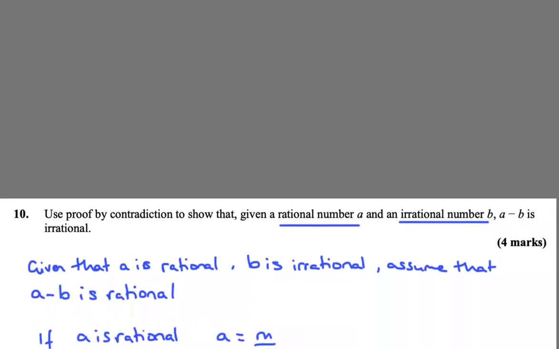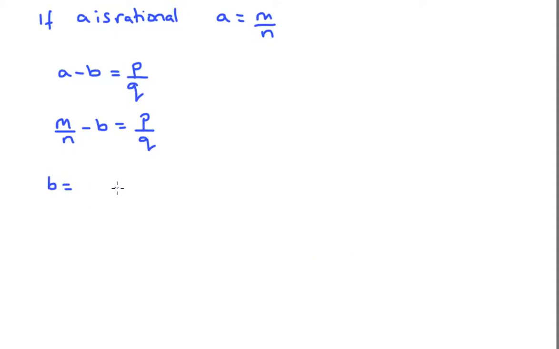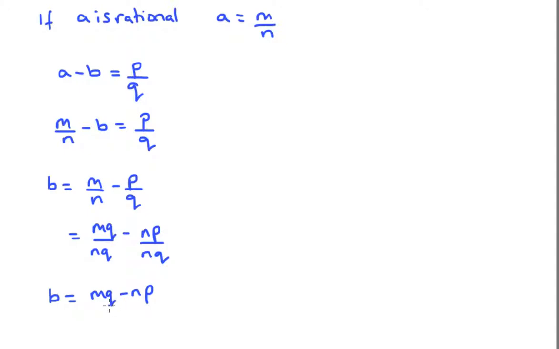Now, if we make B the subject, we're going to get m over n minus P over Q. And we can write that as a single fraction. If we multiply the left fraction by Q and the right fraction by n, top and bottom, then we get that B is equal to (mq minus np) over nq. But that's a fraction. That's a fraction with a rational top and bottom, which isn't allowed if B is irrational.